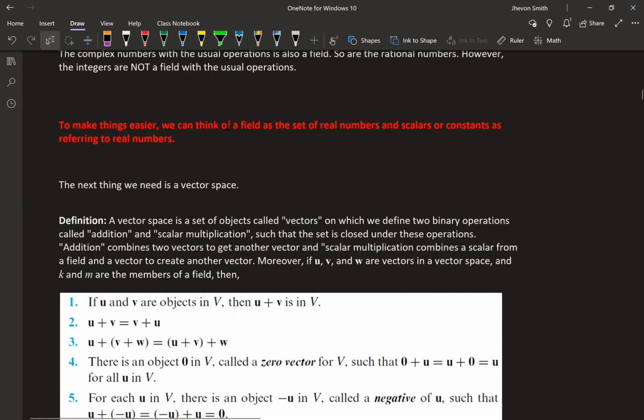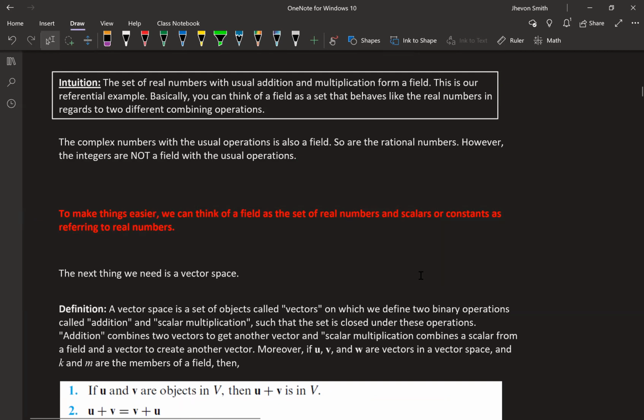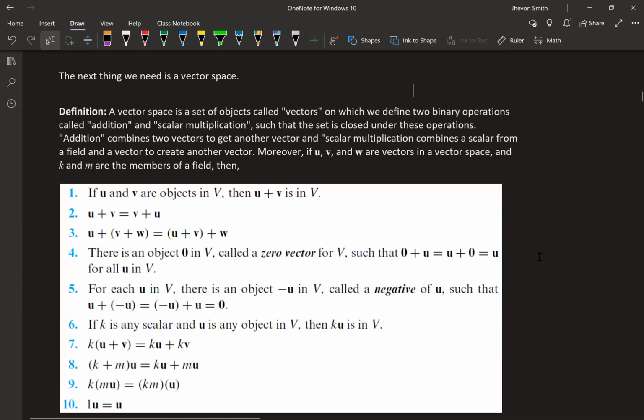So just to make it easier for us, from now on, because we're in a calculus class where we're dealing with real and complex numbers, you can think of constants as referring to real numbers, and you won't lose anything by that. The next thing is a vector space, right?